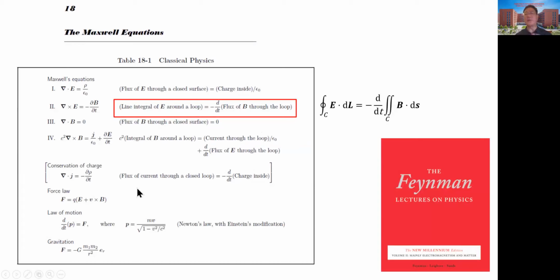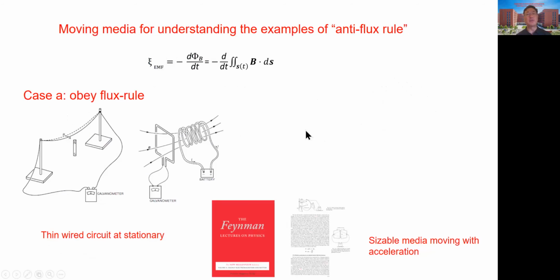If you look at Feynman's book, he said that this is the differential form of electromagnetic induction, and this is the integral form: the line integral of E around a loop equals the time derivative of the flux of the magnetic field through the loop. If you express that as a mathematical equation, this is what it means. So the time derivative of magnetic flux gives the circulation of the electric field. But we need to introduce medium motion in those equations and see what difference it makes.